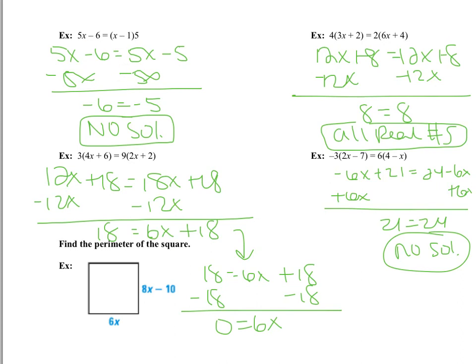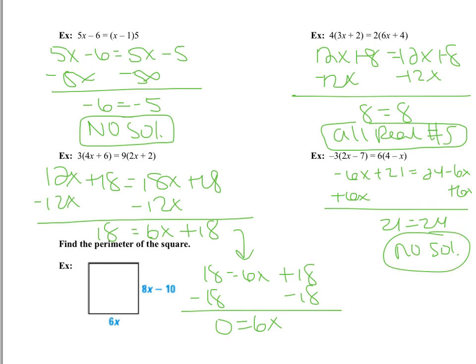So on this example here, after you distribute the 5 and then minus 5x from both sides, you get negative 6 equals negative 5. It's a false statement, so there's no solution. There's no value that x could be that would work. Over here, after distributing and bringing your x's together, you get 8 equals 8, which is a true statement, so all real numbers. The one right below, you distribute your negative 3, add 6x to both sides to combine them. 21 doesn't equal 24, so we end up with no solution.